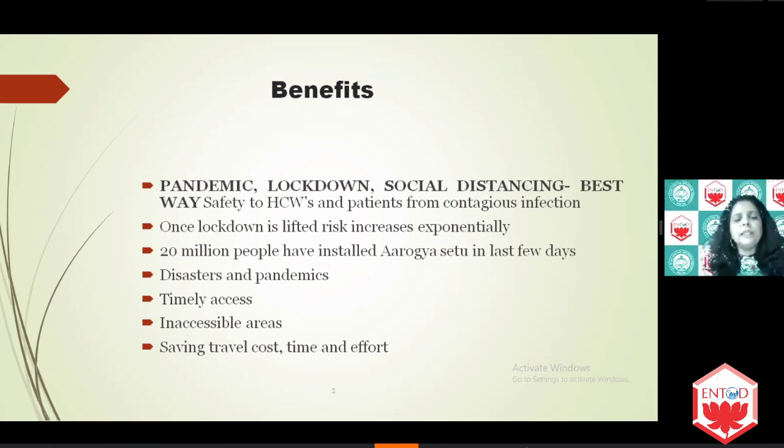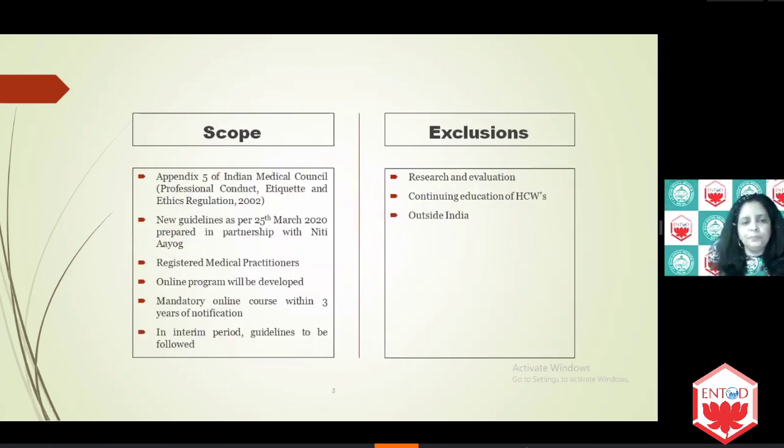Secondly, if you are in an area which is inaccessible, which may be a rural area, or you are in the hills or somewhere where the doctor is not available, there also telemedicine can be a useful tool. And thirdly, it is useful because it can save your travel cost, time and effort. So even when we are off lockdown and corona is almost gone or very less, telemedicine would still be needed. Hence, this is something which we all should adopt as soon as possible.